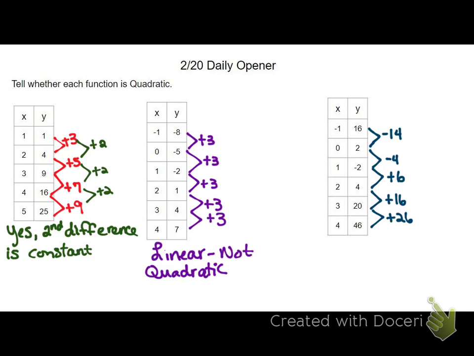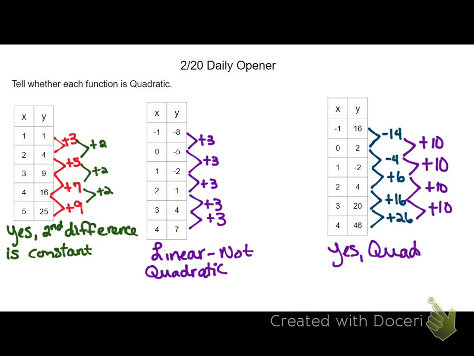Okay, so that's my first difference. Now let's look at my second difference. How do I get from -14 to -4? Plus 10. -4 to 6, plus 10. And positive 6 to positive 16? Plus 10. And 16 to 26. So is this quadratic? Yes. Because the second difference is constant. Good.